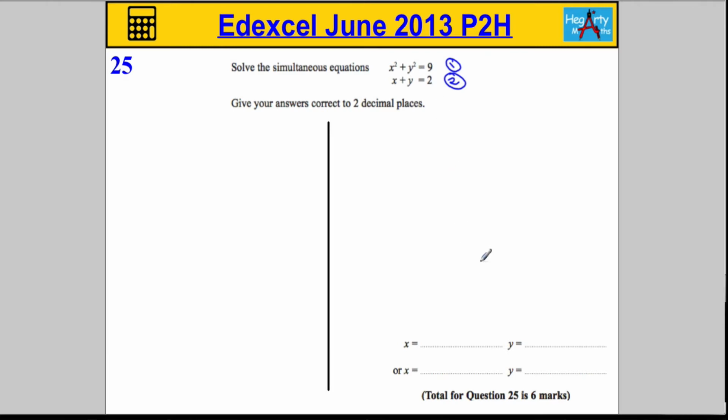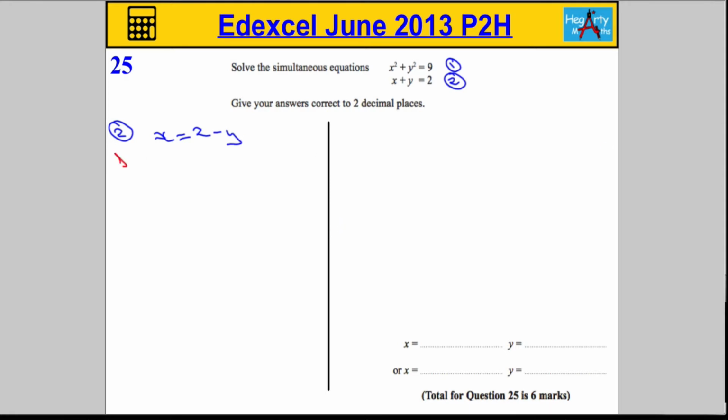Now we can't eliminate because one of them has x squareds and y squareds in it and the other one doesn't. In fact, the top one, equation 1, is actually a circle with a radius of 3. The second one underneath is a straight line. So what I'm going to have to do to solve these is substitute the line into the circle. So I'm going to sub equation 2 into equation 1. But before I do that, I'm going to manipulate equation 2 a little bit. I'm going to rewrite it as x equals 2 minus y. So I'm taking y off both sides.